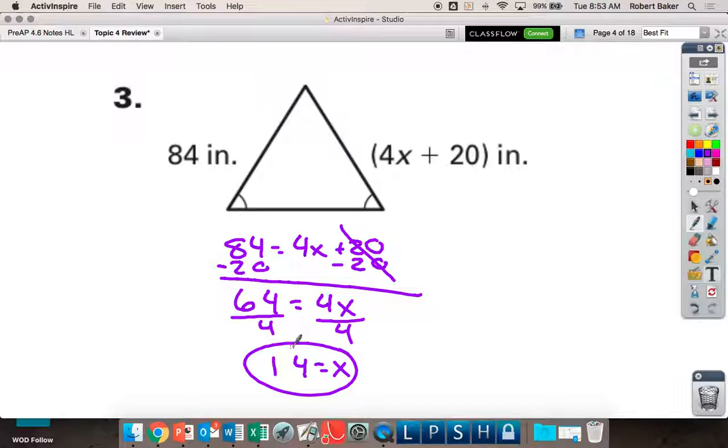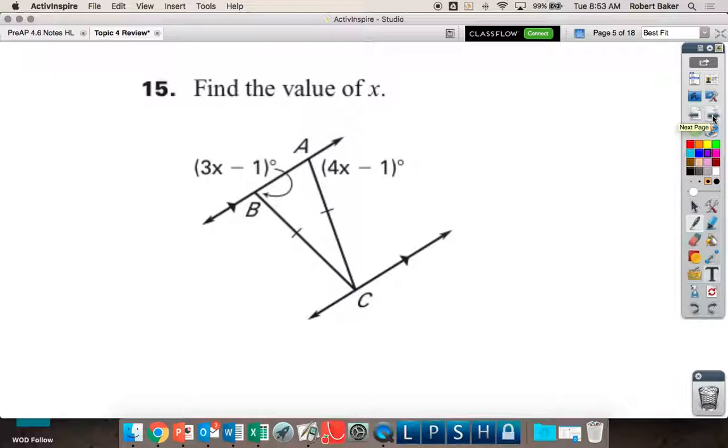That's not right. Sorry, my calculator had an error, because 16 times 4 is 64. Oh, here we go.